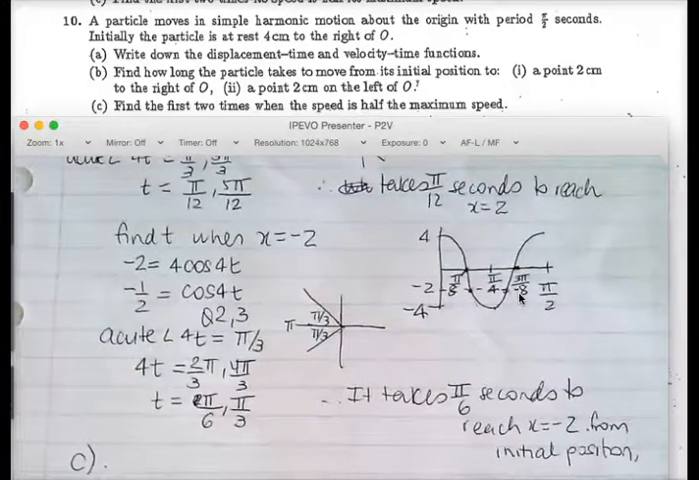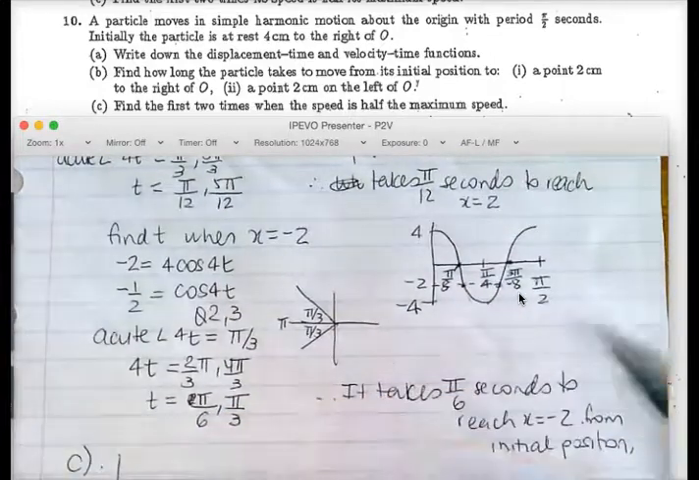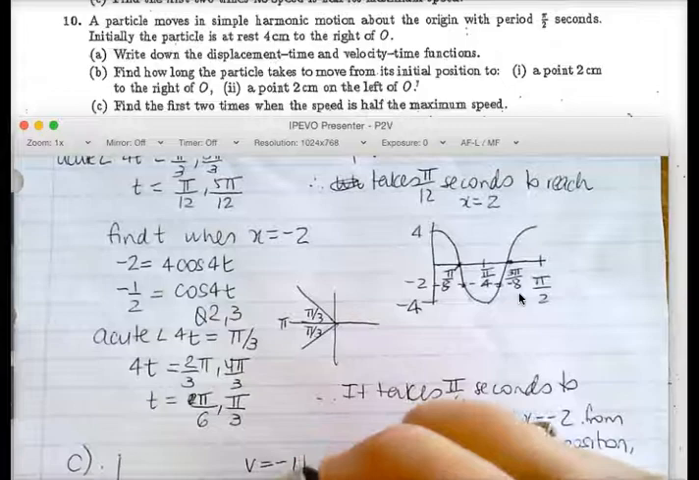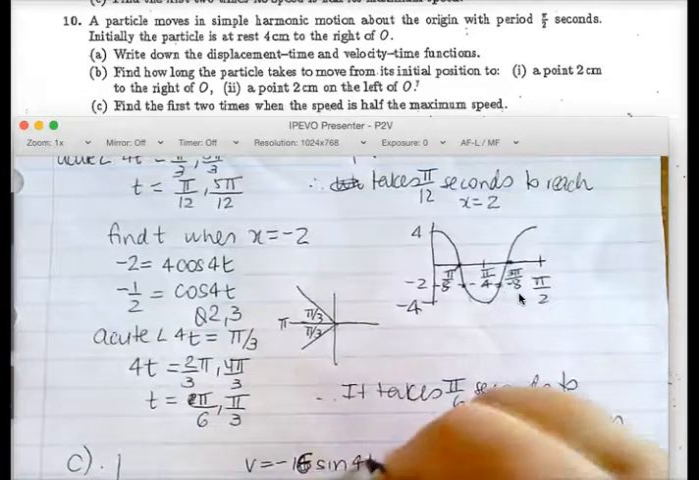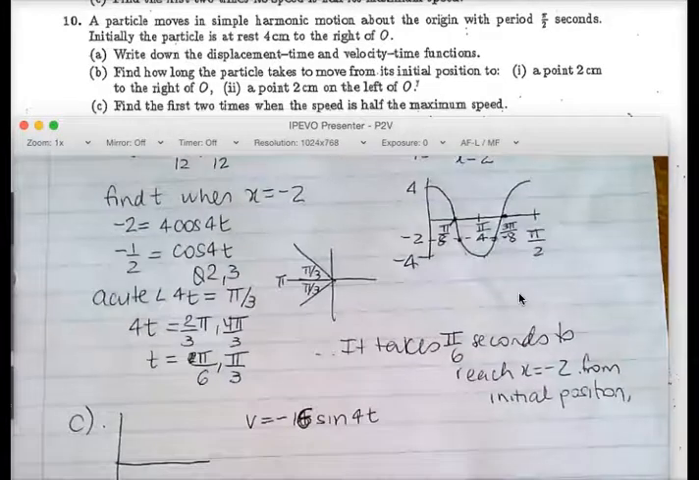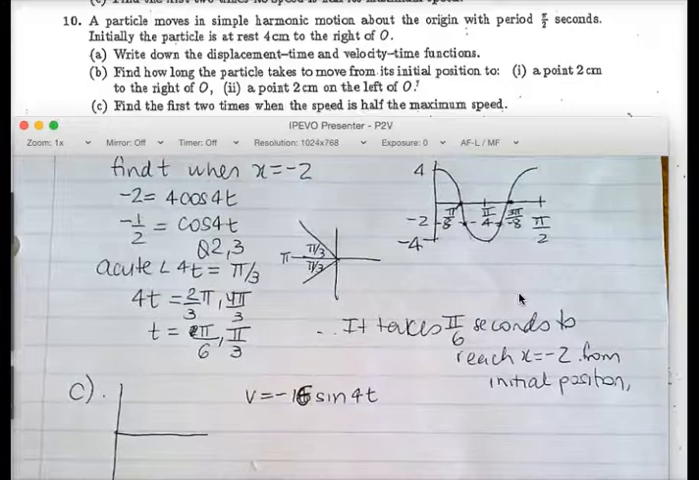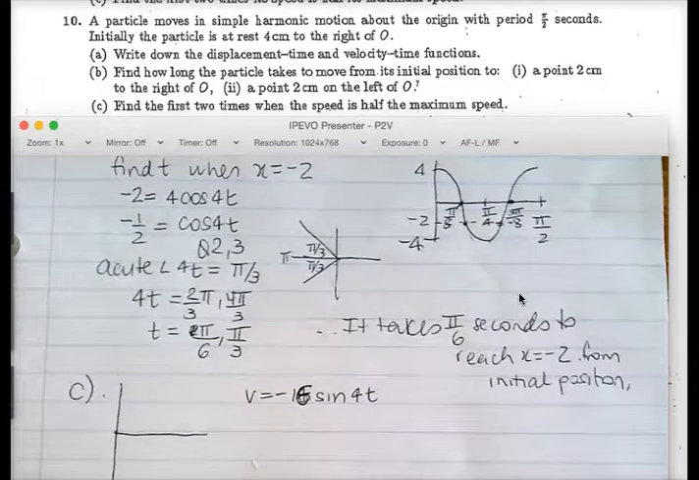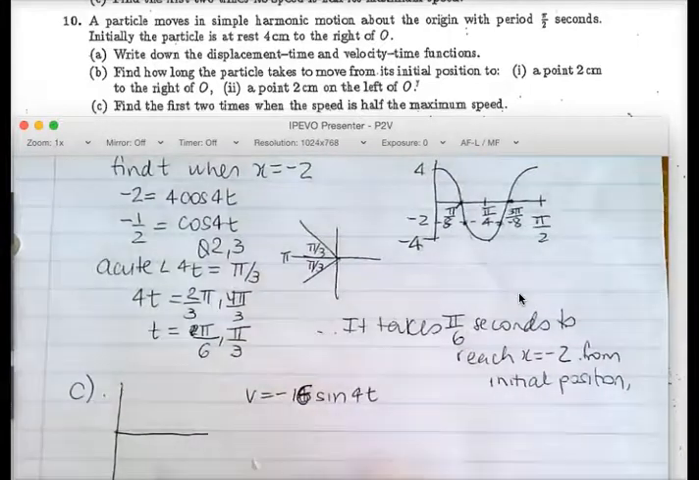Let's look at the diagram. I'm going to draw the velocity equation. So I'm going to write down what the velocity equation is. It's negative 16 sine 4t. See, for the next bit, part C, find the first 2 times when the speed is half the maximum. You can tell me already the maximum speed. Half of 16. Girls, if I draw that, let me draw that function.